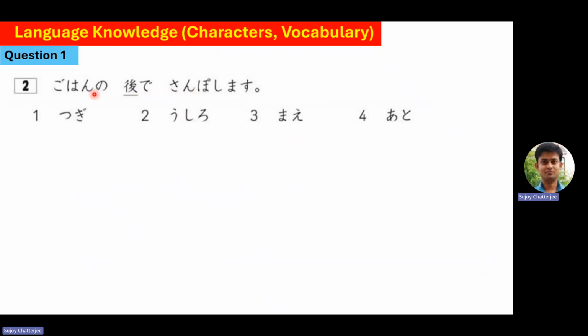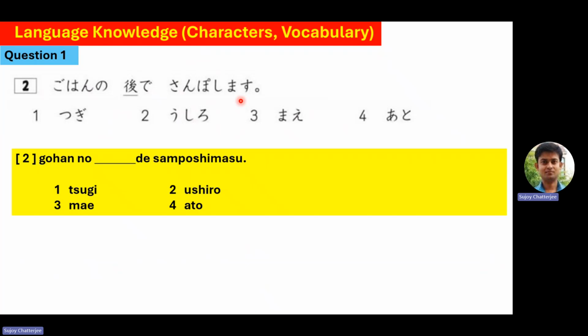That means it's talking about a meal, it's talking about taking a walk. So most likely it is talking about taking a walk after the meal, isn't it? Because we take a walk after the meal. So you have to relate. If you don't understand what is given, just try to relate the rest of the words that you understand. So in that way you will be able to pinpoint the answer. So gohan no dash de samposhimasu.